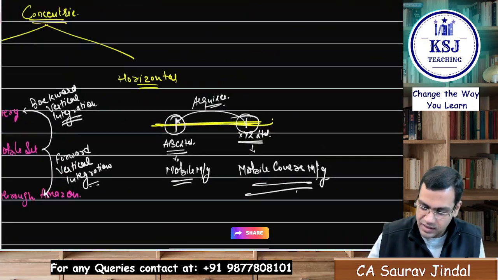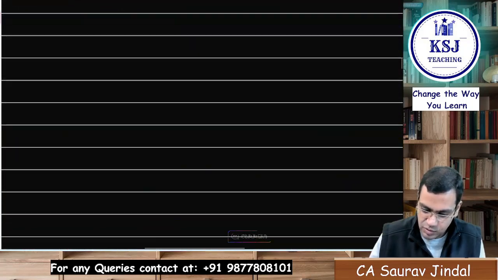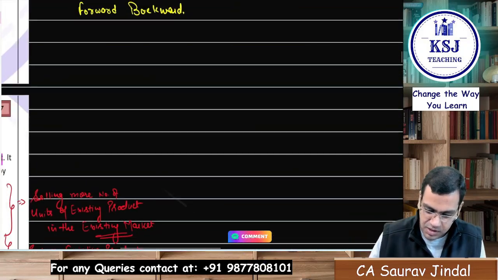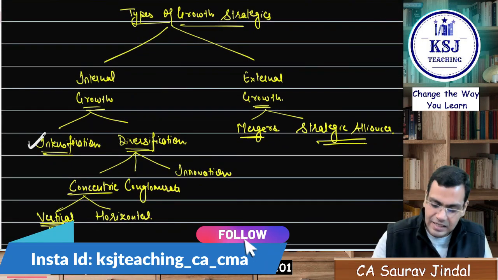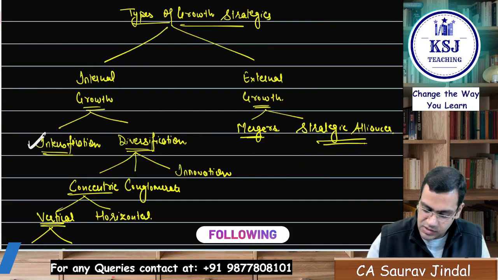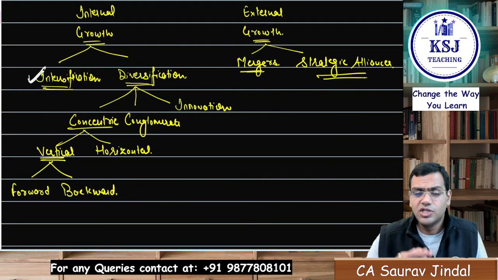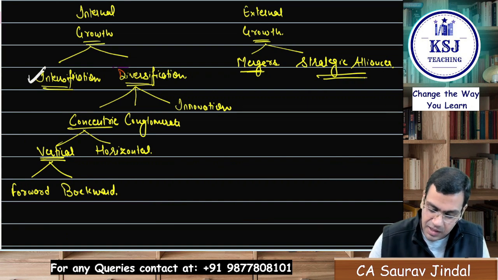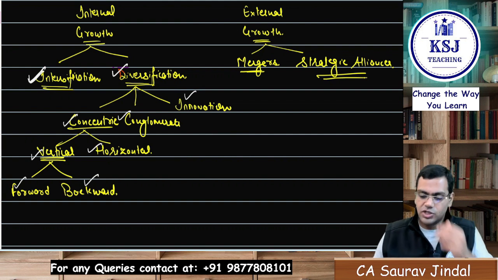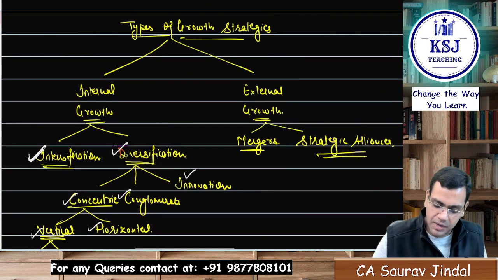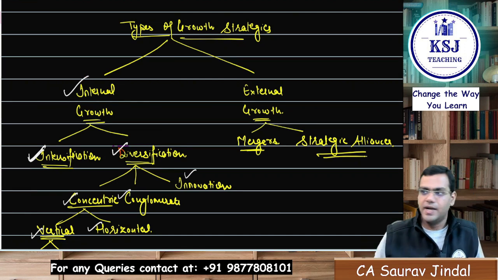Okay, we'll come to that flow chart. Where is that flow chart which we were discussing the other day? See here. So we have done the internal growth, right? Whether it is through intensification, we covered diversification, concentric, conglomerate, vertical, horizontal, forward, backward, then through innovation, the expansion through innovation. So the internal growth part we have already covered, right? And I hope all of you have revised it and understood it thoroughly.